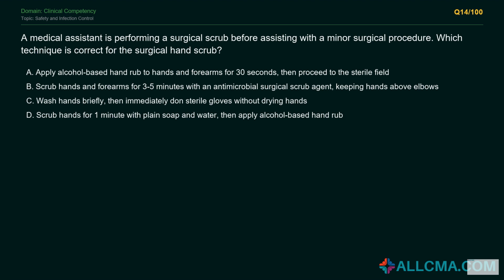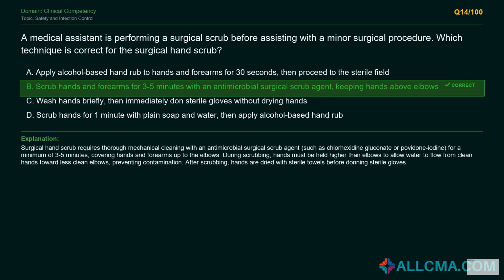Option C. Wash hands briefly, then immediately don sterile gloves without drying hands. Option D. Scrub hands for 1 minute with plain soap and water, then apply alcohol-based hand rub. The correct answer is B.